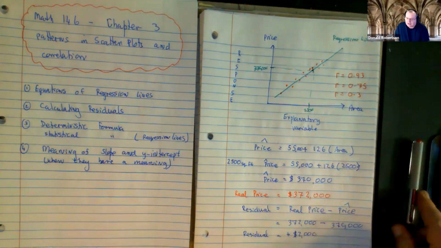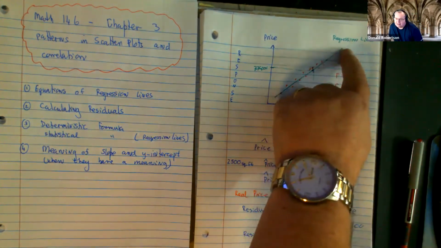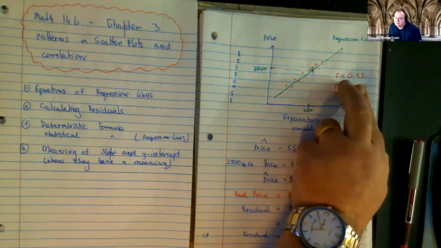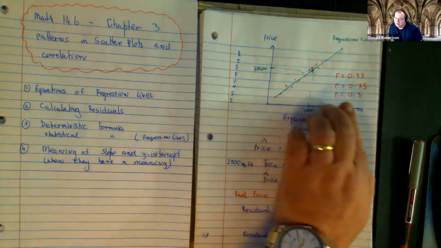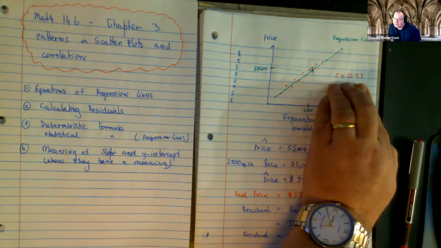Here are 3 R values that you might get from a set of data. Based on my picture here, I'm pretty sure that the one we got was 0.93. Would you agree those data points are really close to being linear? So if you have an R value that is very close to 1 or negative 1, you know that you've got a good model, right?